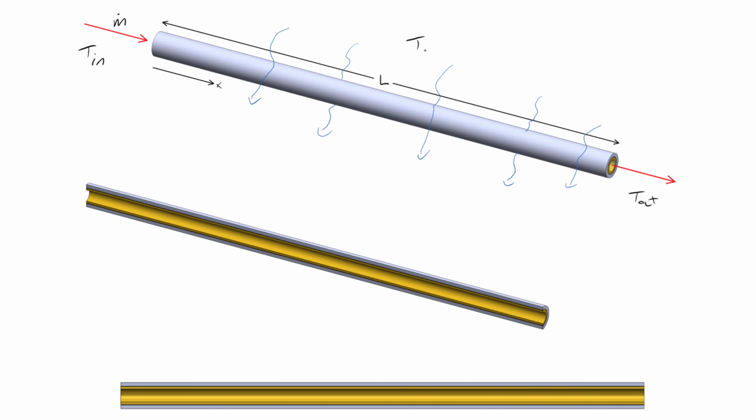We also know the temperature of the fluid, T infinity, flowing over the exterior of the pipe, and its speed, U infinity. The pipe itself is built up of a number of layers. We've got an inner conductive layer, we've got a contact resistance, and then an outer conductive layer.